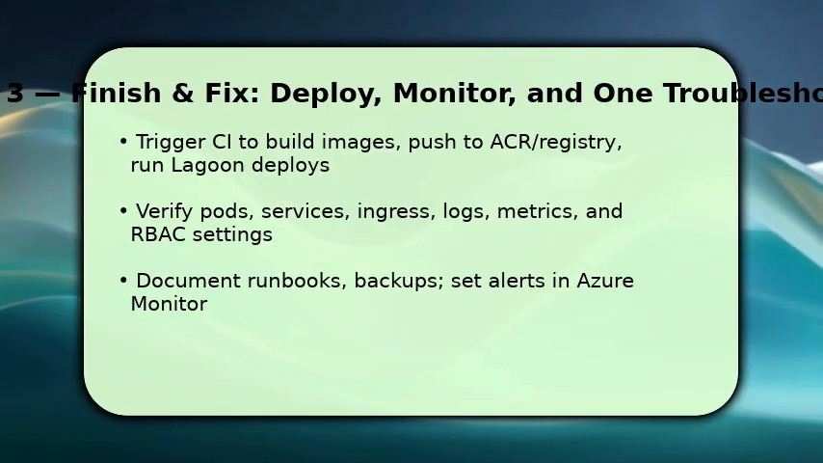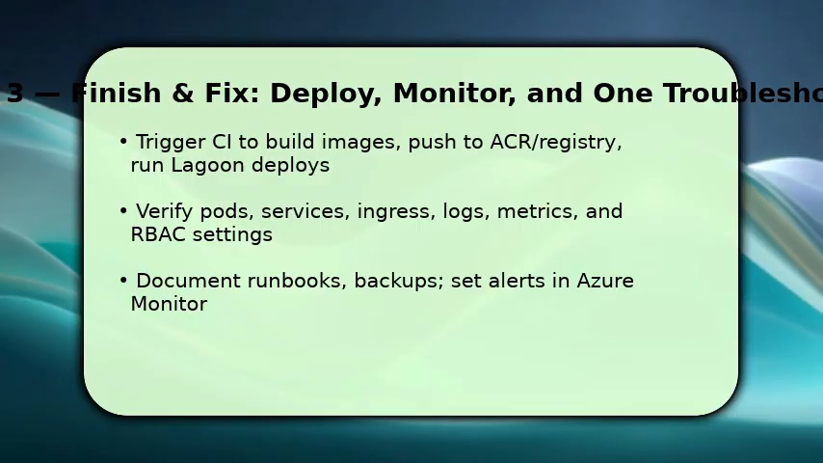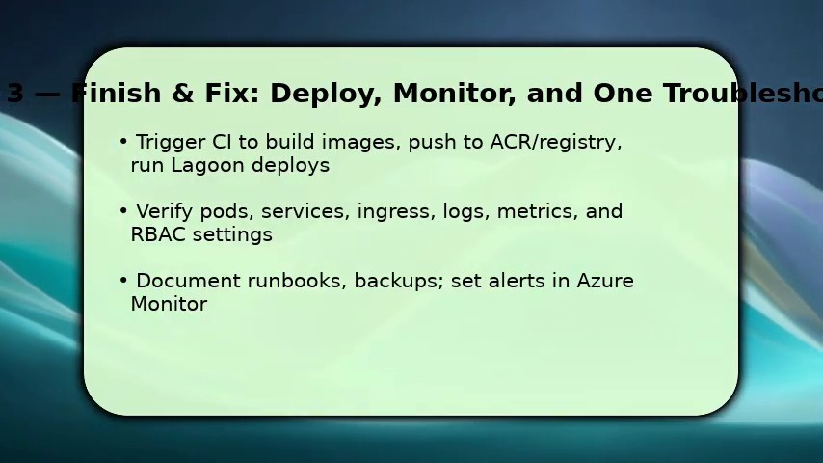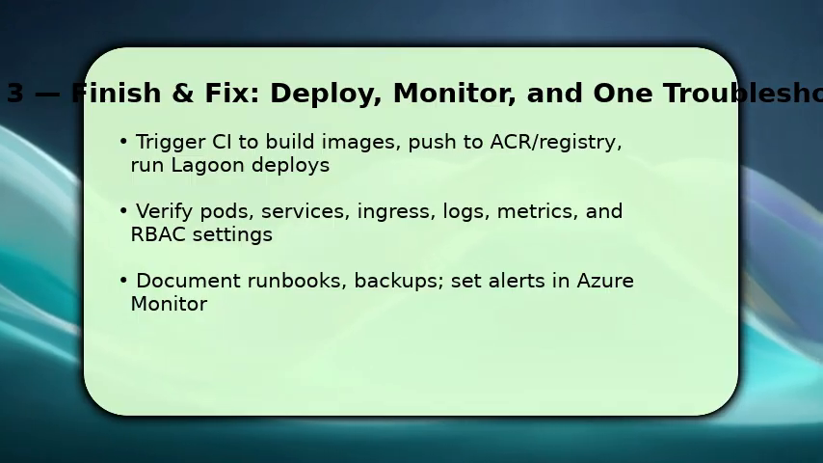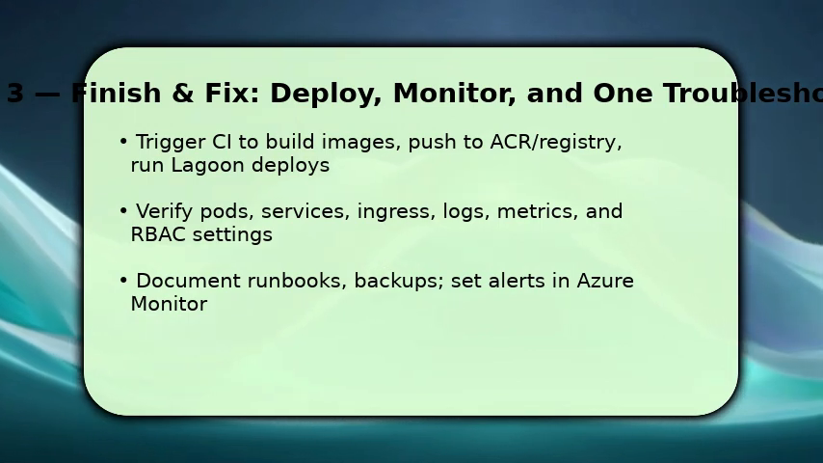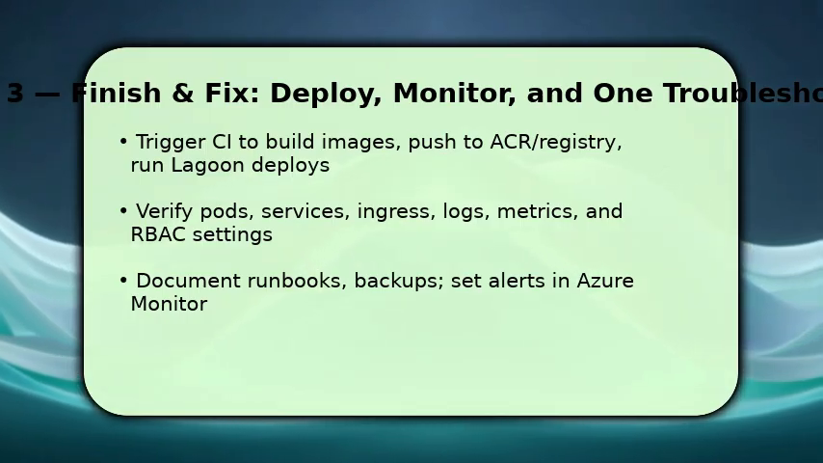Once done, monitor logs, metrics, and alerts in Azure Monitor and configure role-based access for the team. Finally, document runbooks and backup policies. If deployments fail or networking breaks, first check service principal permissions, key vault access policies, and AKS network security groups. That usually resolves most issues.